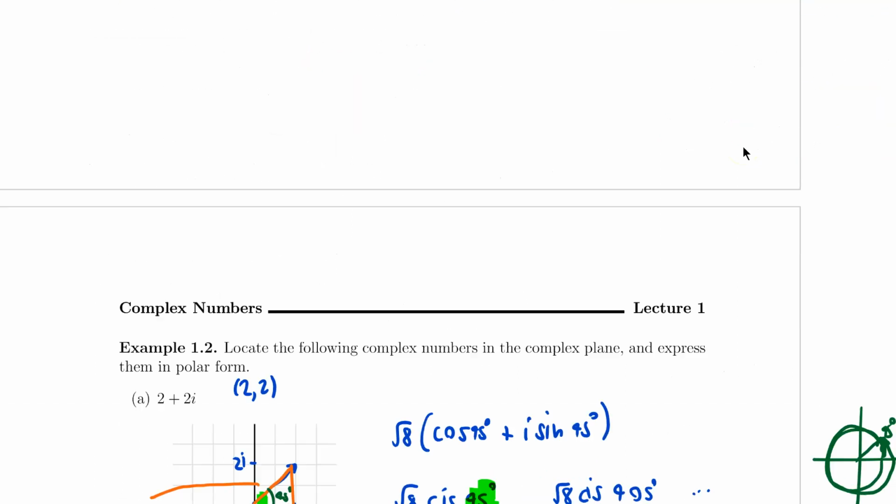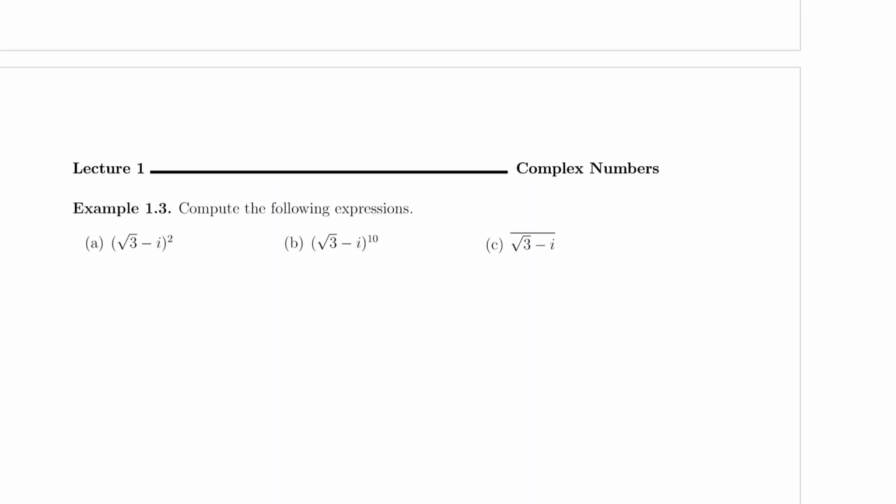So let's actually take a look at the example down here. Now, if I want to compute square root of 3 minus i, squared, well, this is actually pretty simple. I can just use the formula, front minus back squared. That's going to be the square of the front term, which is 3, minus 2 times the front guy, which is square root of 3, times the back guy here, which is i, and then plus i squared. Now, if I were to simplify this, i squared is going to be -1, so 3 minus 1 is going to be 2, so I'm going to get 2 minus 2 square root of 3 i, okay?